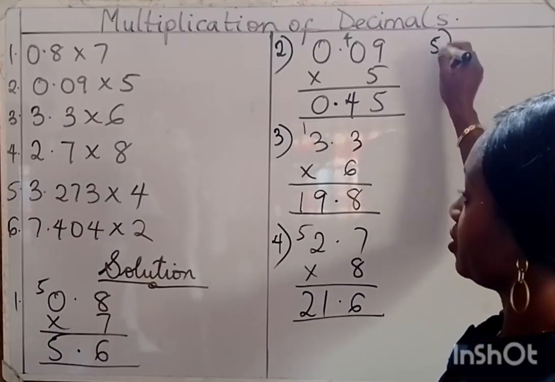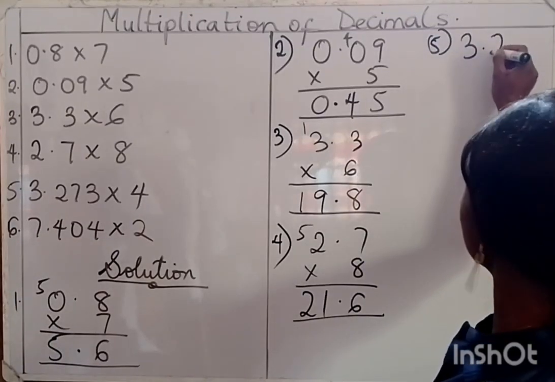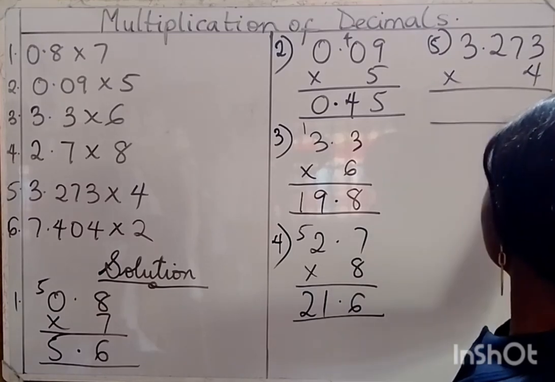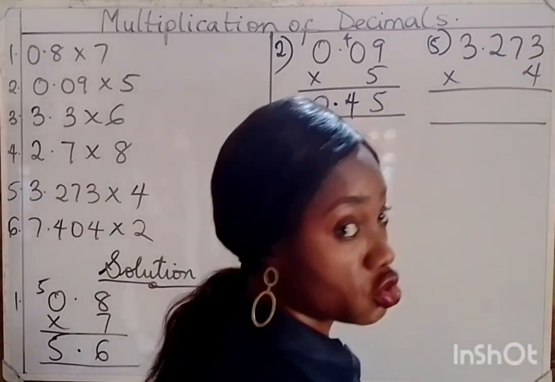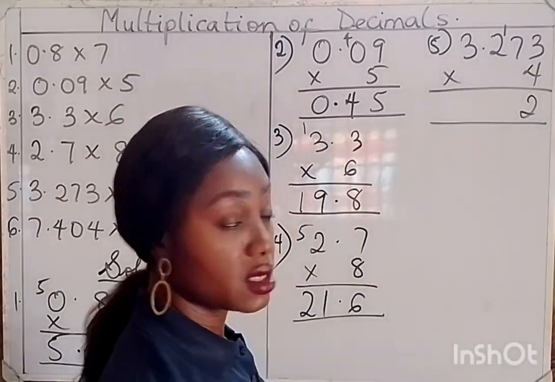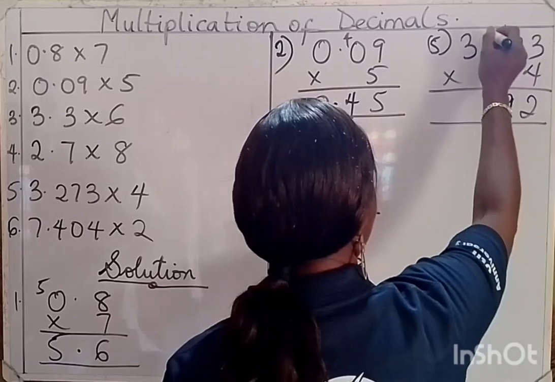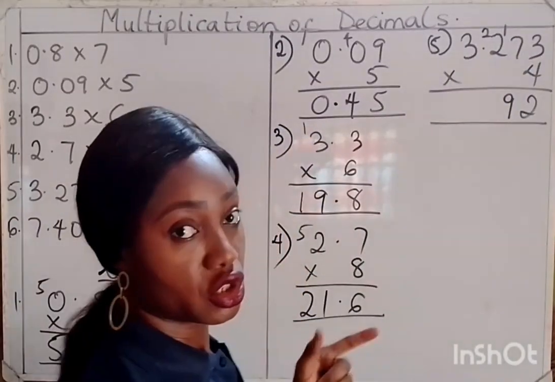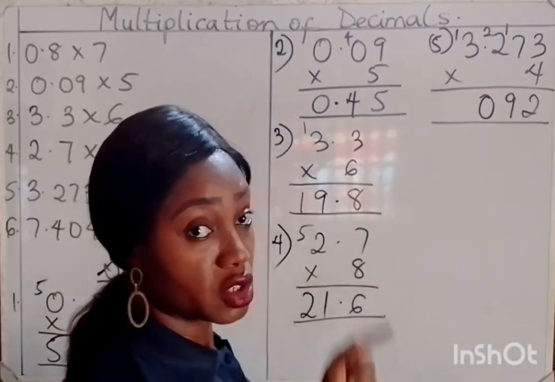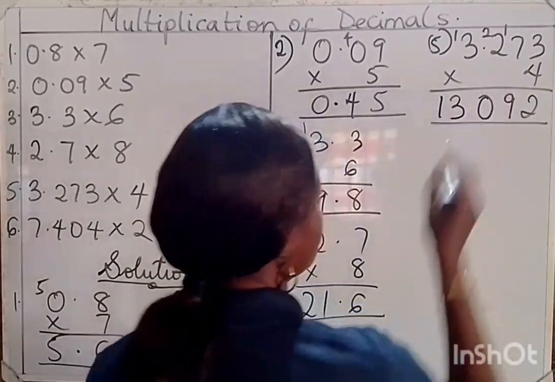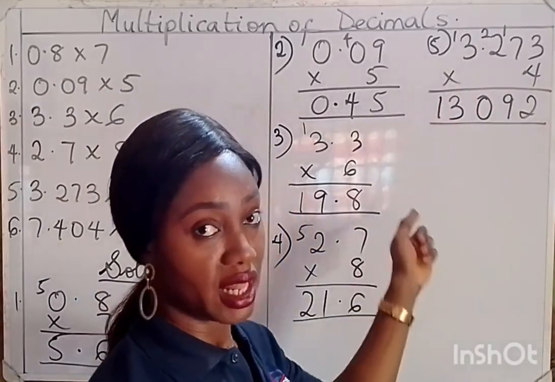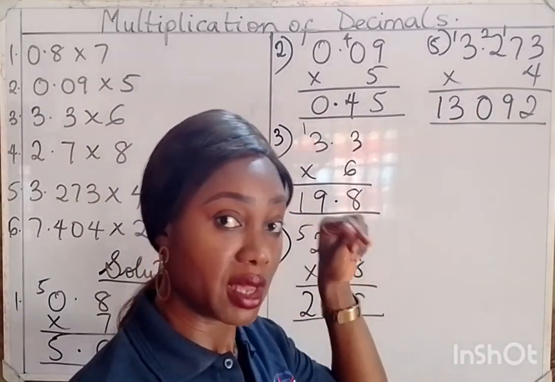Alright, question 5 says 3.273 times 4. Right? 4 times 3 equals what? 12. So write down 2 and carry 1. 7 times 4 is 28, plus 1, 29. 4 times 2 is 8, plus 2 is 10. 4 times 3 is 12, plus 1 is 13. Now we're going to count 3 numbers from the right to the left. And where the third number ends is where we're going to put our decimal.